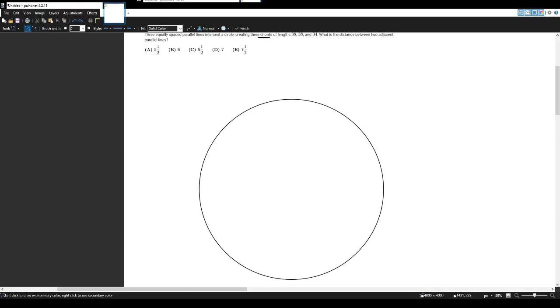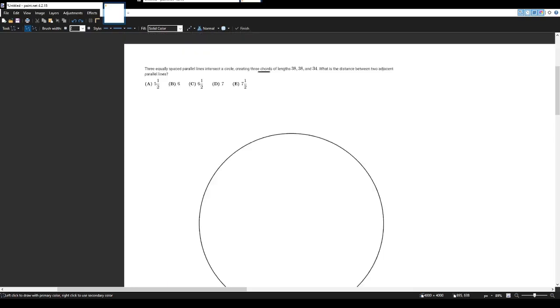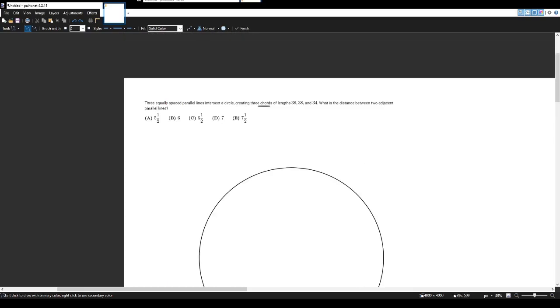Today I have another AMC problem, and this is actually a problem from this year. This is problem 8 from the 2021 AMC 12B. I think it's a nice little geometry problem. Let's get right into it.